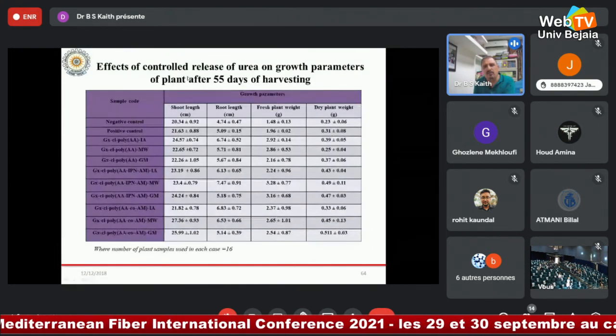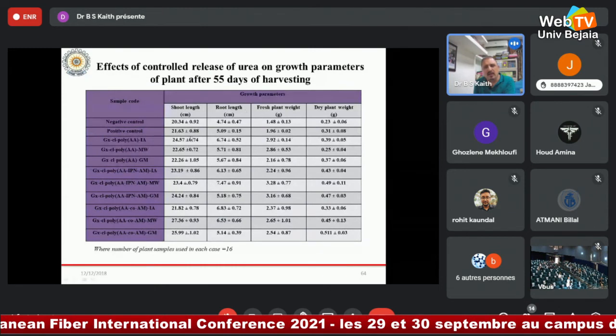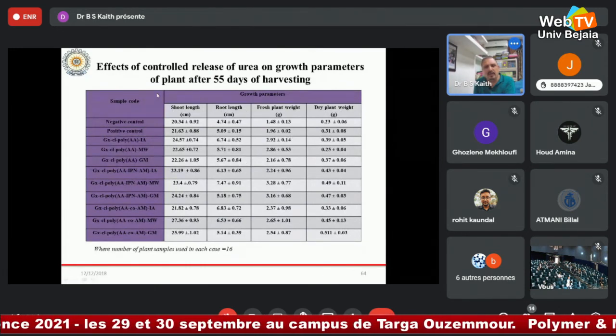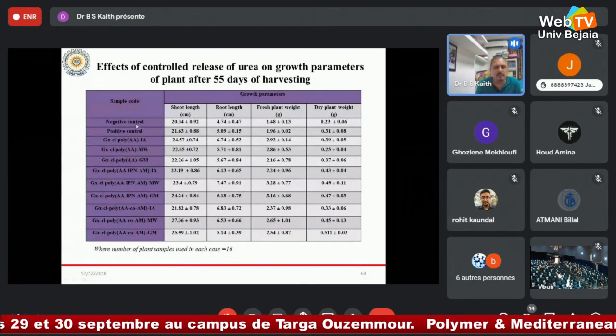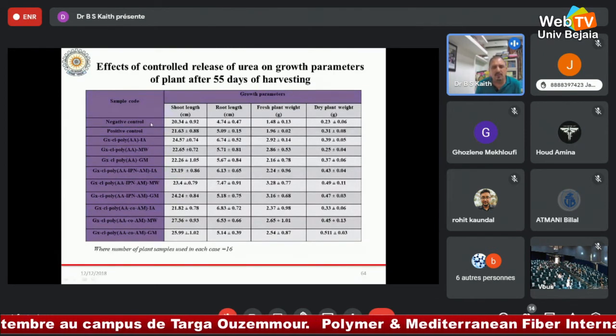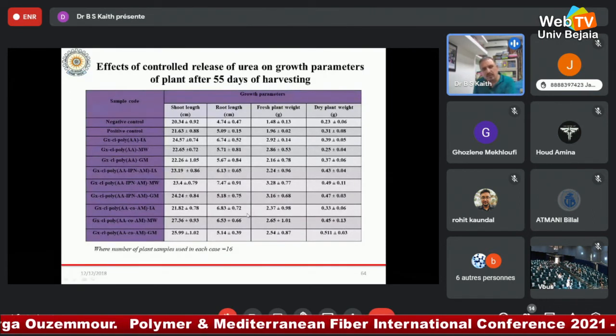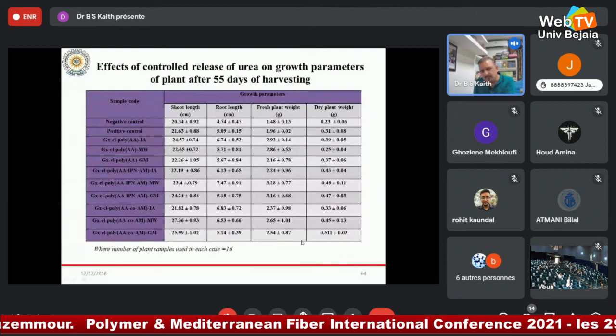So this is the effect of controlled release of urea. You see here, again, we studied the shoot length, root length, fresh plant weight, and dry plant weight in comparison to positive control and negative control, and we found better results in case of the controlled release of urea through our synthesized samples.